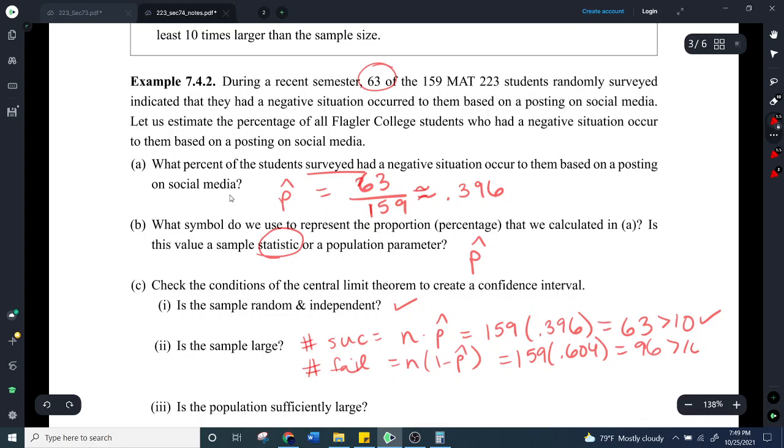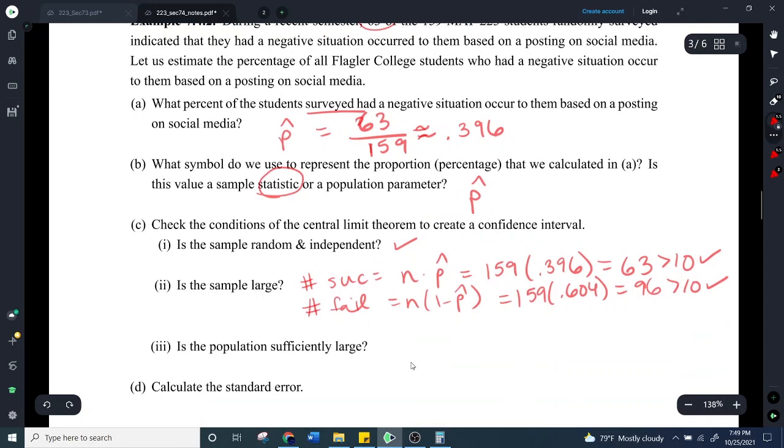So about 96 students said no, which is definitely more than 10. Is our population sufficiently large? Well, you have to think about your population. Your population is all of the students at Flagler College. Ballpark, I don't know exactly how many students we have, but it's about 2,500 students. Is that at least 10 times our sample size?